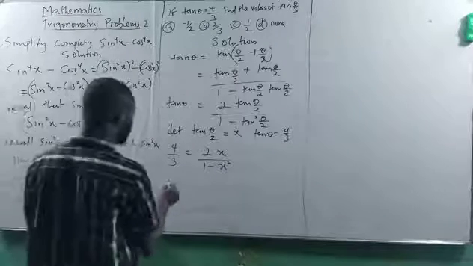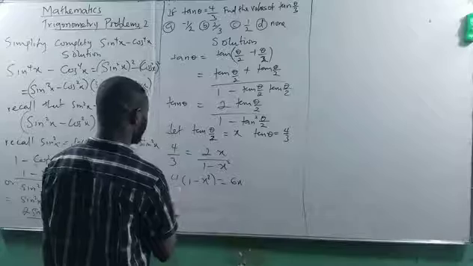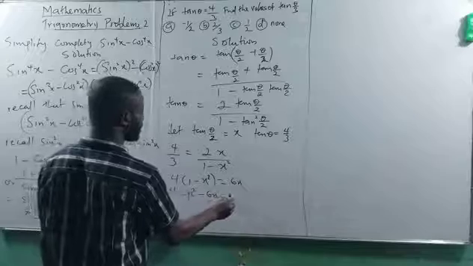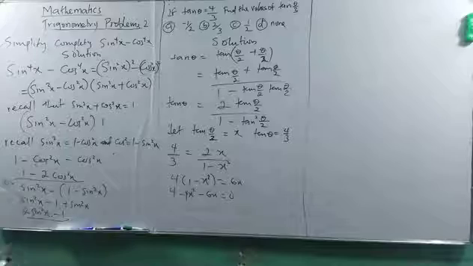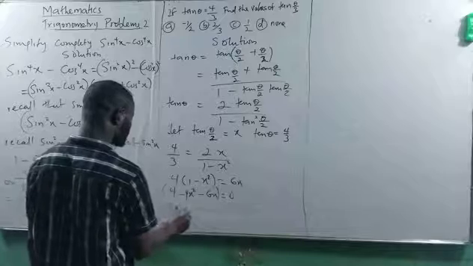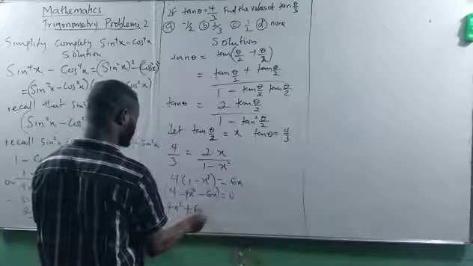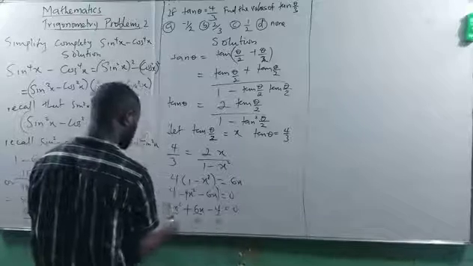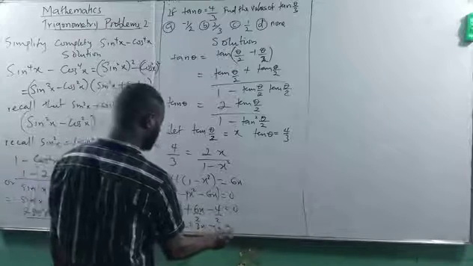Now, I can say that 4 bracket of 1 minus x squared equals 6x. Now, I have 4 minus 4x squared minus 6x equals 0. Hope I'm not making any mistake. It's not good for me to hold something like this. It means I'll be having 4x squared plus 6x minus 4 equals 0. I can reduce everything by 2, which will be 2x squared plus 3x minus 2 equals 0.